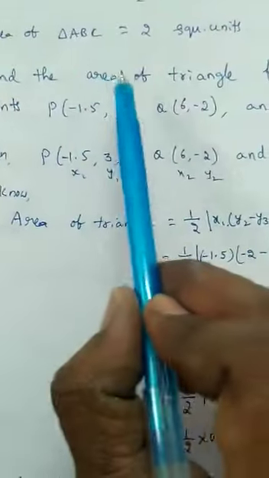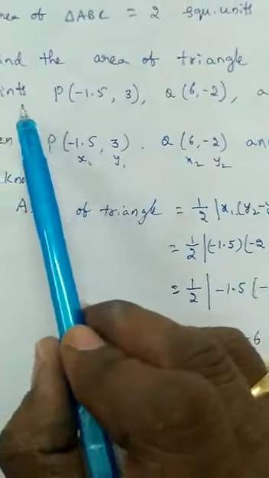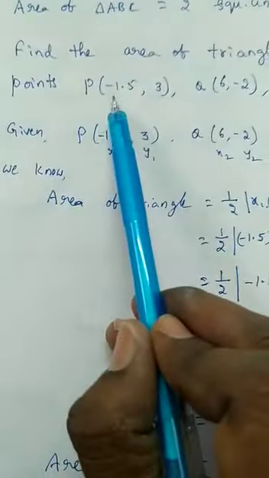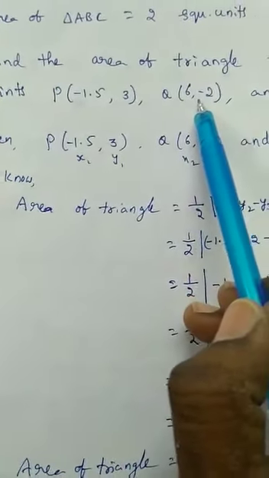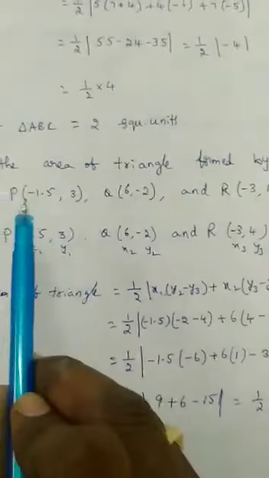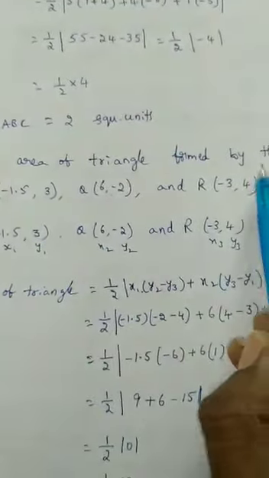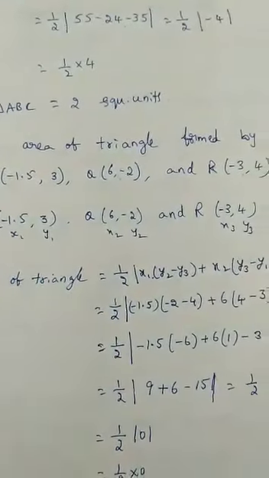Okay, next example. Find the area of the triangle formed by the points P(-1.5, 3), Q(6, -2) and R(-3, 4). These are to be the three vertices of one triangle. Then you can find the area of that triangle.